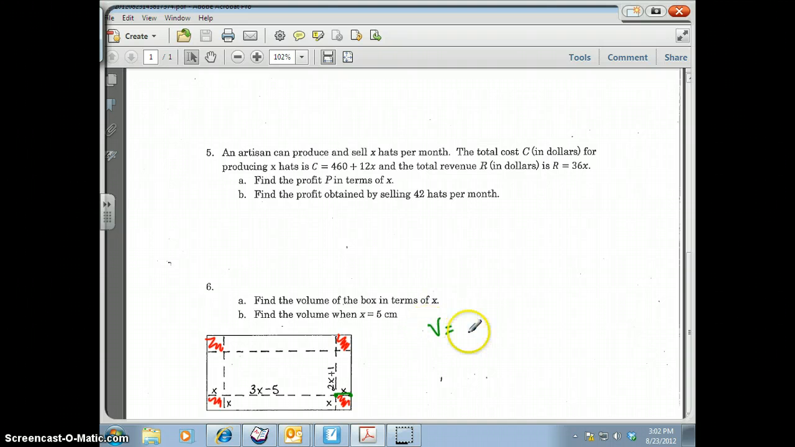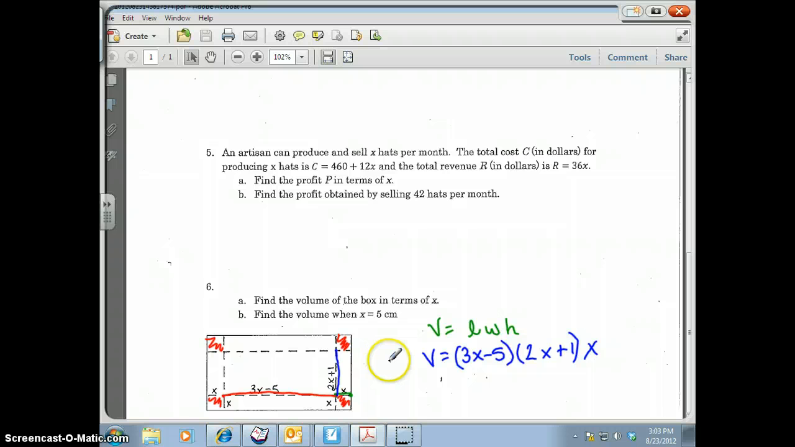So volume, remember, is length times width times height. So our height is x. The length of the box is 3x minus 5. And the width of the box is 2x plus 1. So our volume is 3x minus 5 times 2x plus 1 times x. And we're just going to leave it that way. We're not going to multiply it out this time.